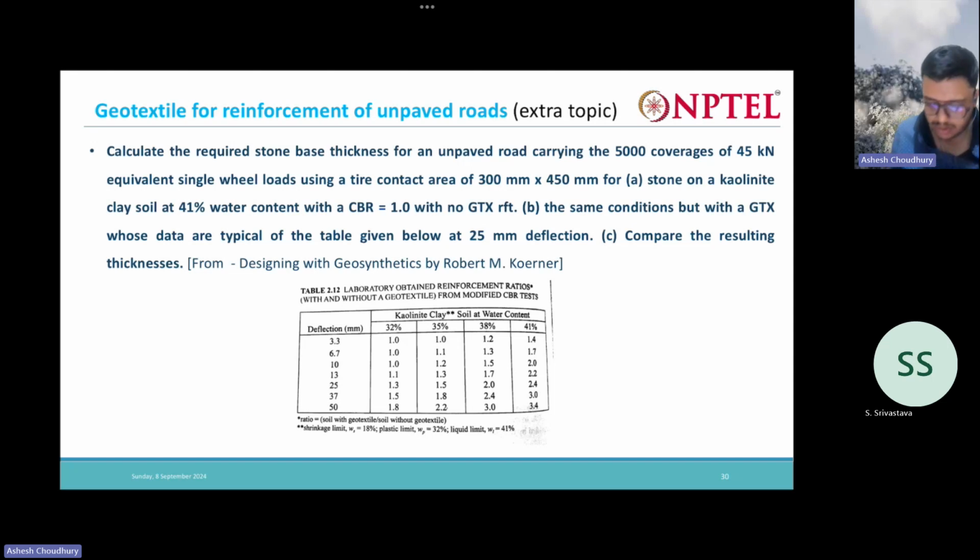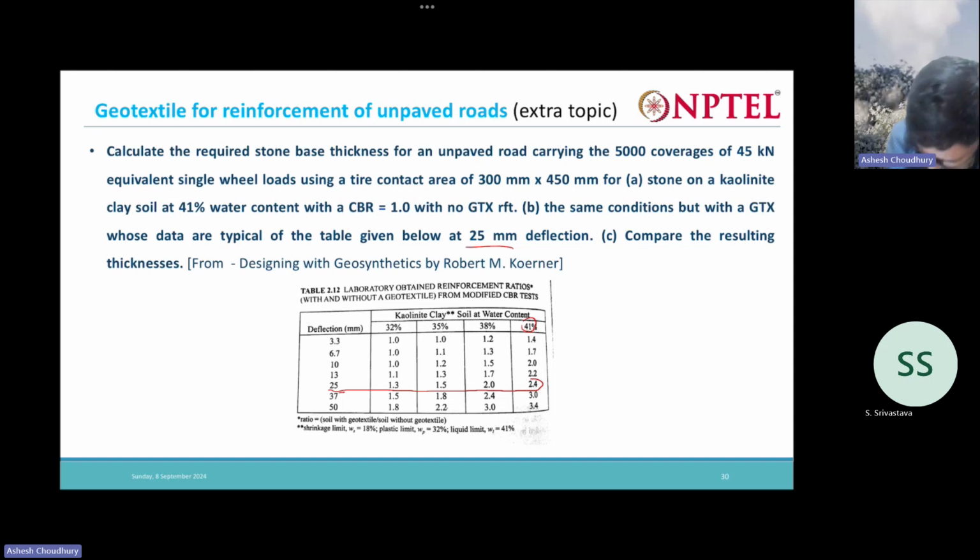Yeah, so as I was saying, now we solved the first part, right? When there is no geotextile reinforcement used. The second part is when we are using a geotextile reinforcement. In that case, certain criteria are given, right? So 25 mm deflection is considered and 41% water content. From here we can get this value, right? 2.4. So what is this 2.4 value?